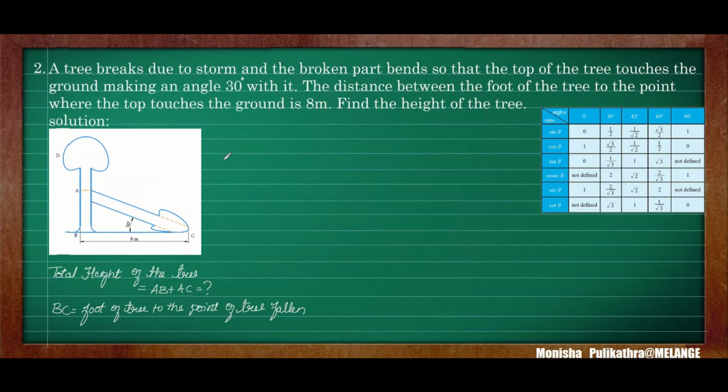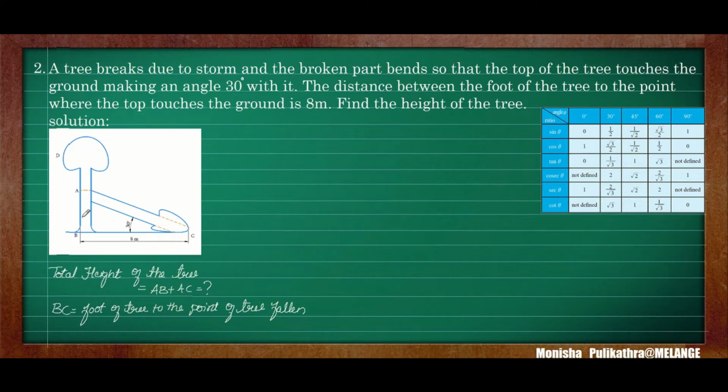The second question is, a tree breaks due to a storm and the broken part bends so that the top of the tree touches the ground, making an angle of 30 degrees with it. The distance between the foot of the tree and the point where the top touches the ground is 8 meters. Find the height of the tree. So this is the question.